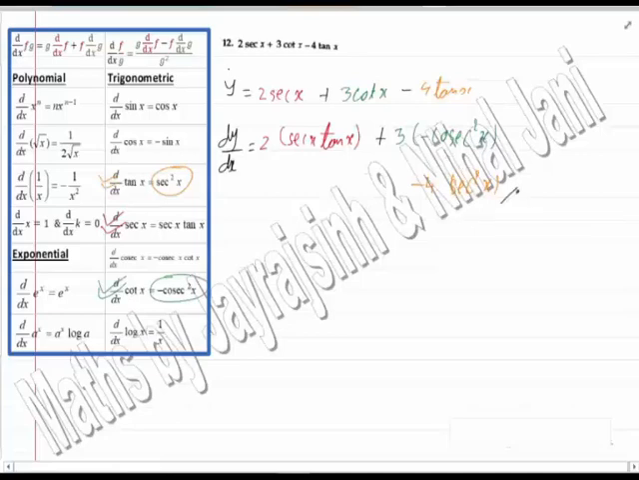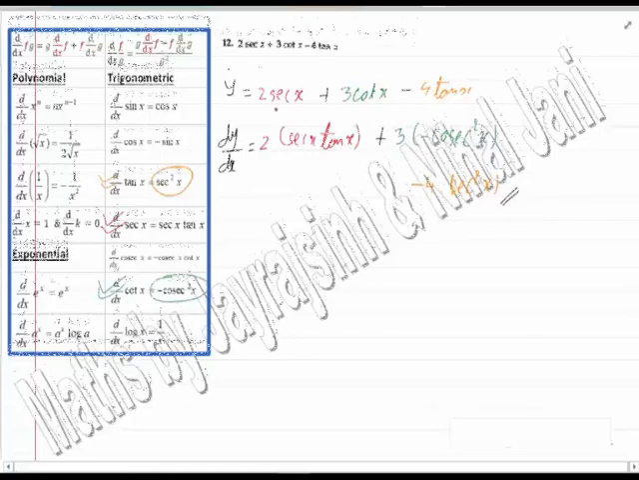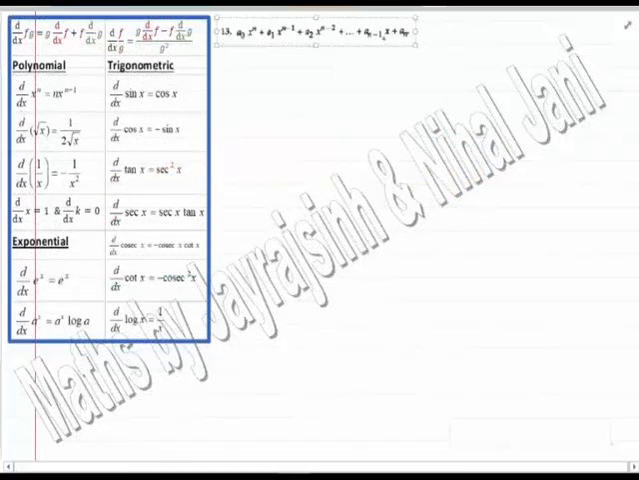Quite an easy question, right? So let's quickly move to the next question. Question number 13. It is as easy as it looks strange.